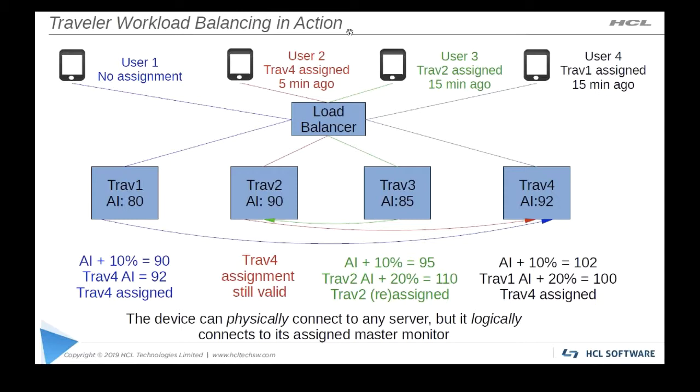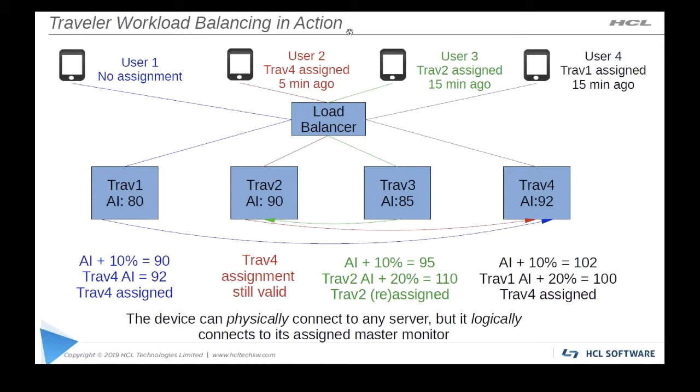User 3 comes along. They were assigned a master monitor of Traveler 2, but it was 15 minutes ago. So the load balancer sends user 3 to Traveler 3. Well, Traveler 3 says, I need to assign a new master monitor because it's been more than 10 minutes. I'm going to boost my availability index up to 95, 10%.